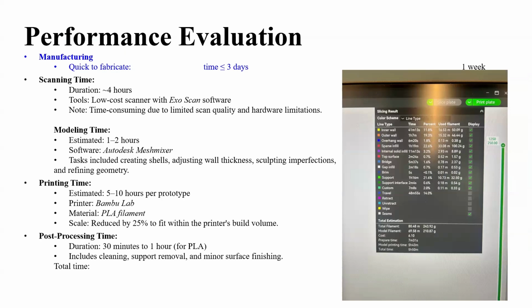And also one of our specifications was to be quick to fabricate, so quick to make the socket. And when printing the socket, which is about 75% of its actual size, we realized that it takes about 6 hours to print 75% of the actual size of the socket. We were not able to print the whole 100% because of the machine's size constraint.